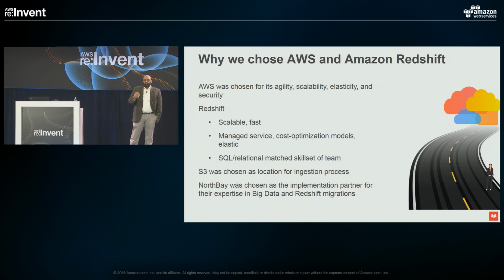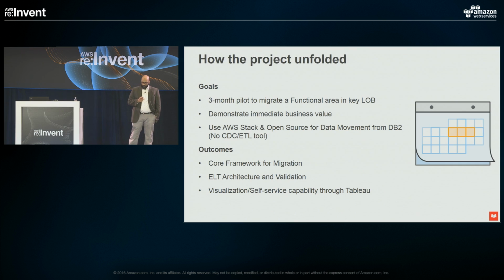So we also partnered with North Bay, an Amazon partner who had a lot of experience in migrating to the AWS platform. Okay, so once we decided the technical direction, how did we actually go about doing this? We decided that we would take 12 weeks and take a real problem in the business, in the current data environment. So we picked a line of business that was having a lot of issues producing the key metrics required by the executives in a timely fashion. We decided to take that slice and move it to the new platform.